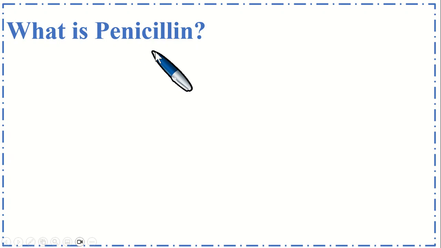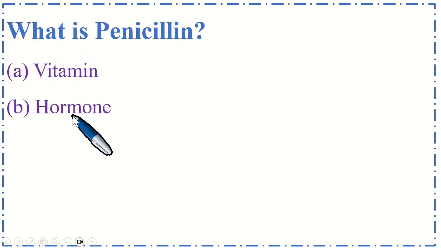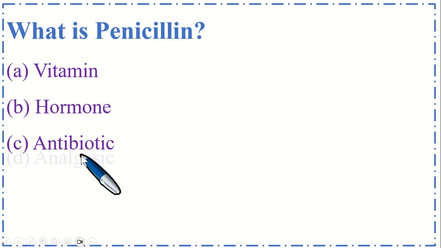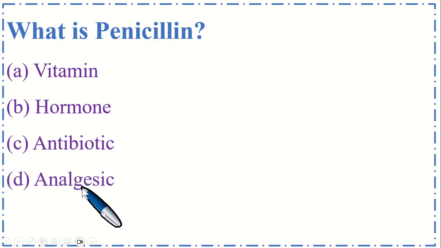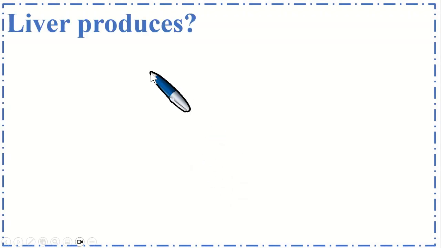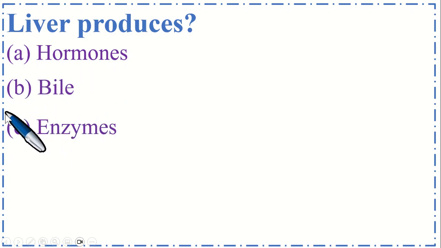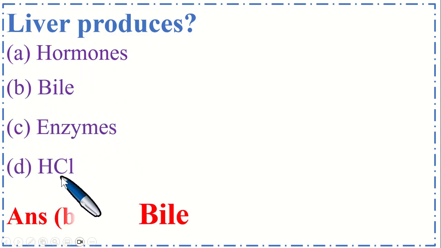What is penicillin? Option A vitamin, B hormone, C antibiotic, and option D analgesic. So the correct option is C antibiotic. Liver produces option A hormones, B bile, option C enzyme, and option D HCl. So the correct option is B bile.